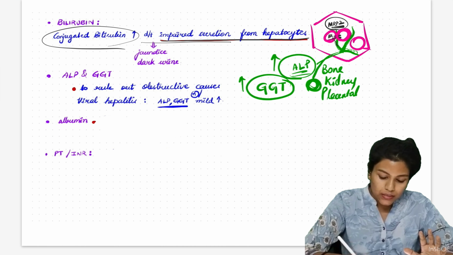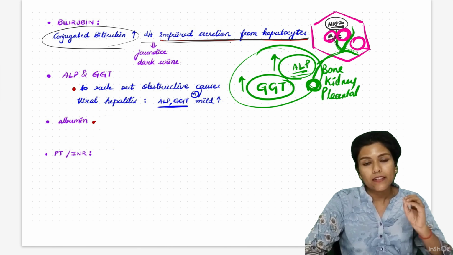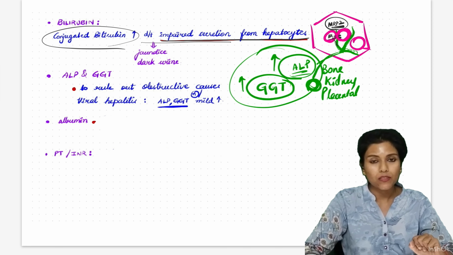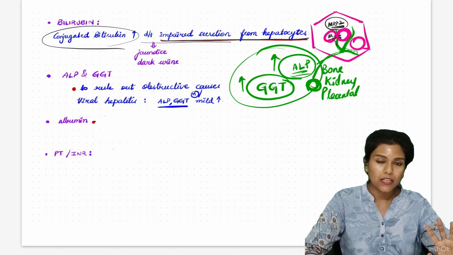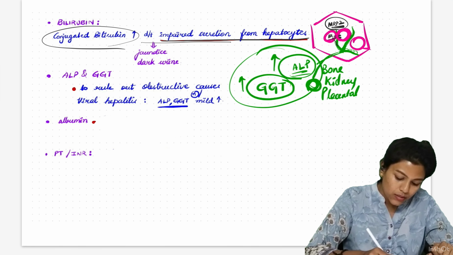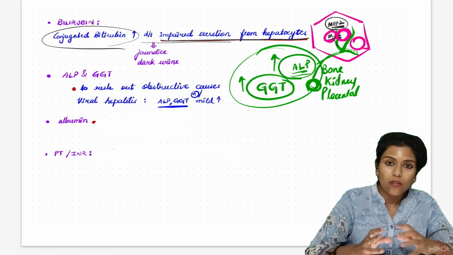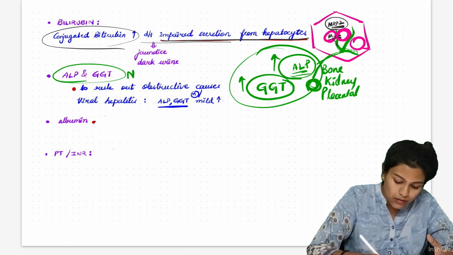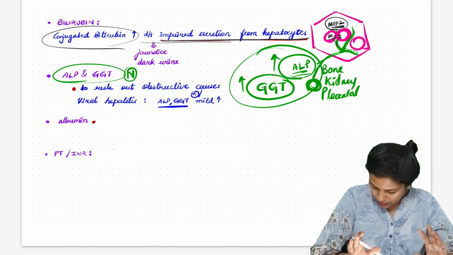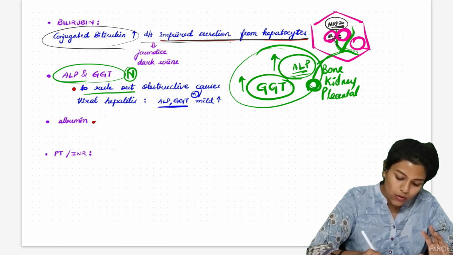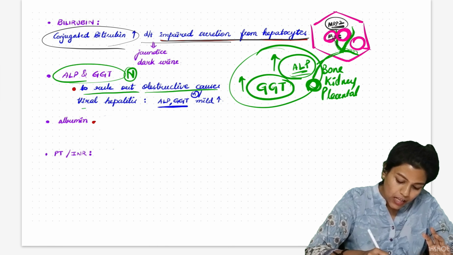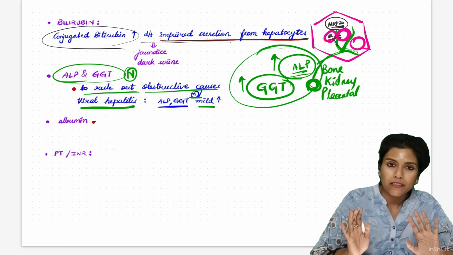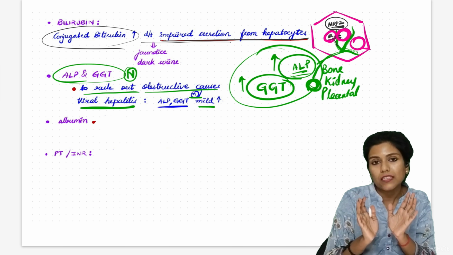So if these two are raised, it confirms that there is some obstruction to the bile outflow because of gallstone, that is post-hepatic hepatitis. Here in viral hepatitis, because it is a hepatic cause, these both stay normal or will be mildly elevated, but mostly it is normal. So it is done to rule out obstructive causes. In viral hepatitis, it is mostly normal, or it can be mildly raised because of only this bile plugging.